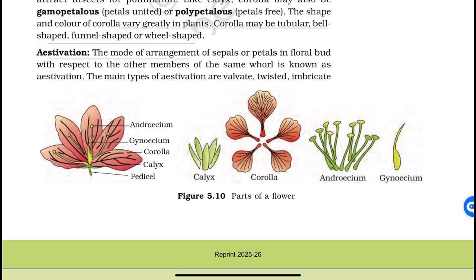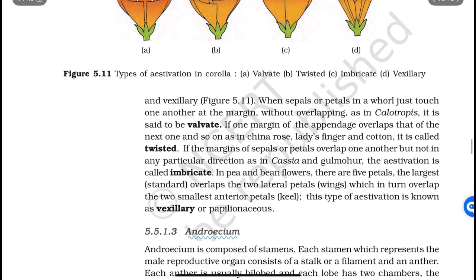Aestivation. The mode of arrangement of sepals or petals in a floral bud with respect to the other members of the same whorl is known as aestivation. The main types of aestivation are valvate, twisted, imbricate, and vexillary.